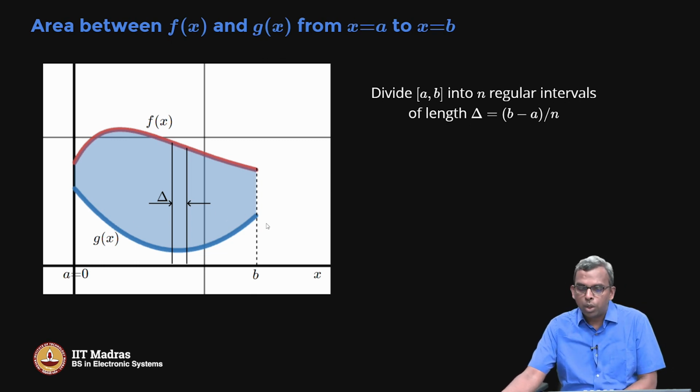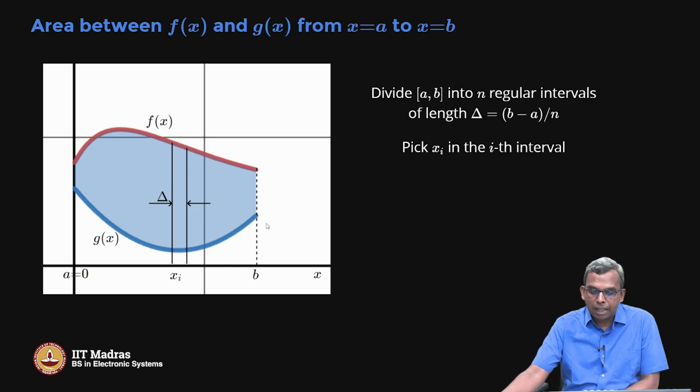Okay. So, what do I do next? I will pick one value xi in this ith interval. Let us say this is the ith interval. In this ith interval, I will pick a value xi. This is very similar to how we form the Riemann sum. You can pick this value wherever. You can pick it as a left point, end point, midpoint, any other point, it is okay. You will get the same answer anyway. We have seen that before.